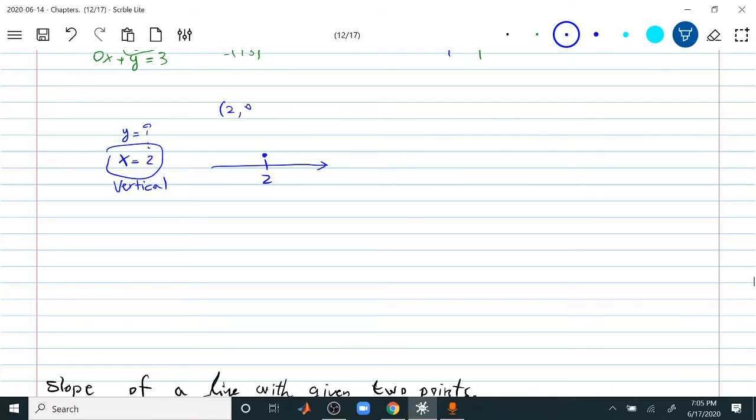So there are infinite solutions. 2, 0, 2, 1, 2, 2, and so on. But instead, it's not in 1 dimension. It would be in 2 dimensions. You'll have 2, 0, 2, 1, 2, 2, and so on. All these would be solutions. That's why you have a vertical line.